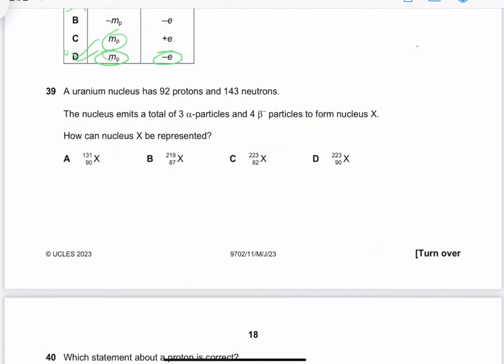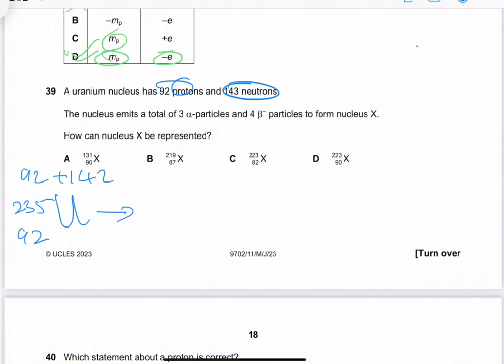Moving on to the next question, we're given a nucleus with 92 protons and 143 neutrons, right? So let's assume this is U. The total here will be 92 plus 143, which is a total of 235, and that is 92. And this is losing 3 alpha particles. So overall, this will be 12, since this is 4 times 3. The proton number is 2 times 3, which is 6, right? And it's also losing 4 beta particles. So this is a beta negative particle, that's 0, and beta negative has to be minus 4, right?